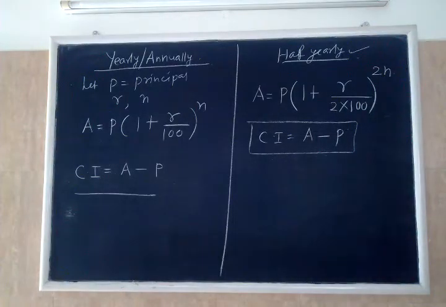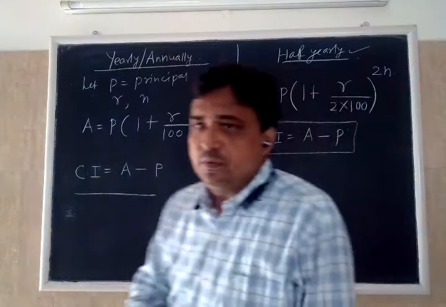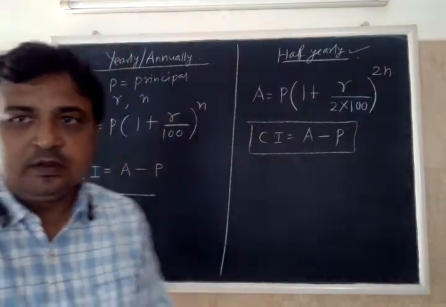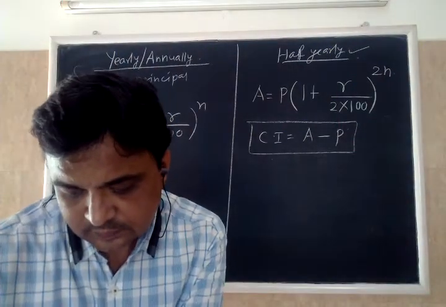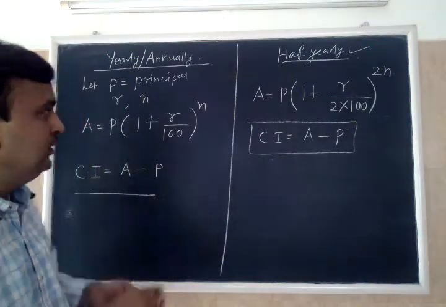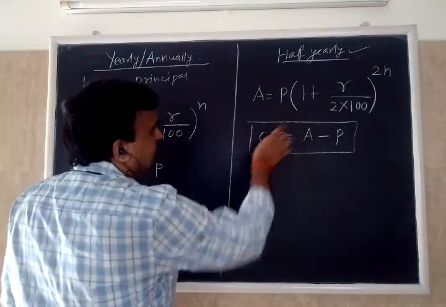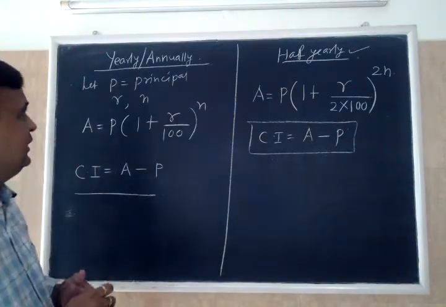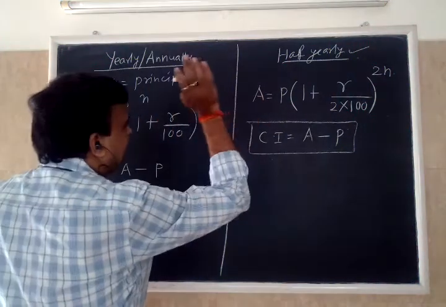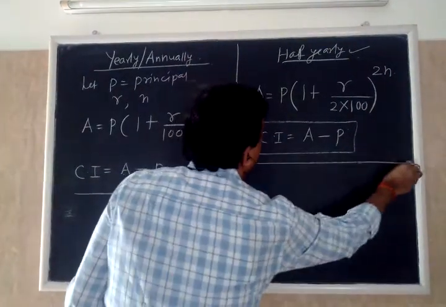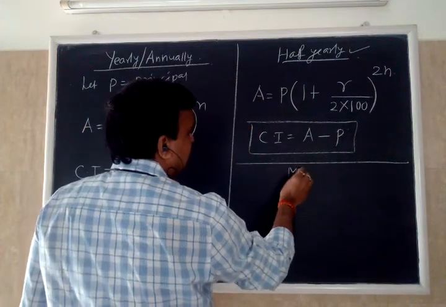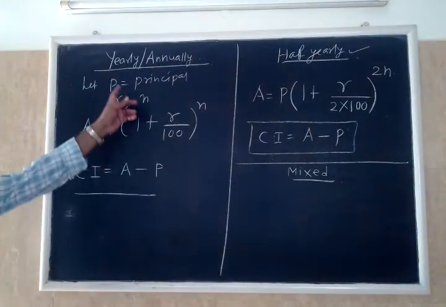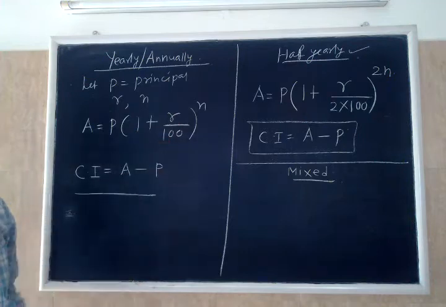For yearly or annually, the formula for A will be P into 1 plus R upon 100 raised to n. And for half yearly, A is P into 1 plus R upon 2 into 100 raised to 2n. So yearly, half yearly, and third will be mixed. Remember this.